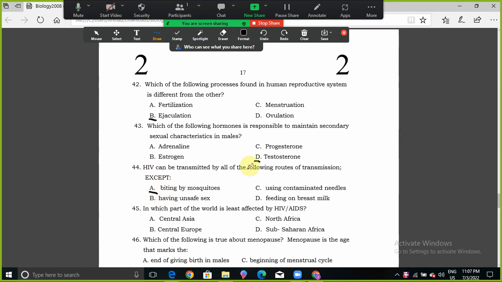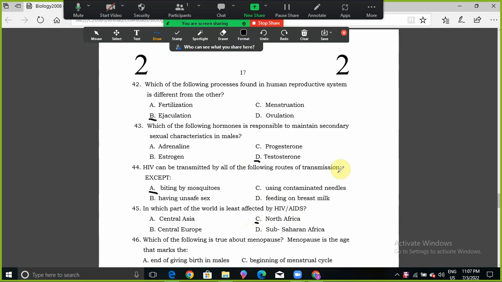Now question number 45. Which part of the world is least affected by HIV AIDS? It's North Africa, because it's the smallest and they have their knowledge. But D, Sub-Saharan Africa, is the most affected by HIV AIDS.